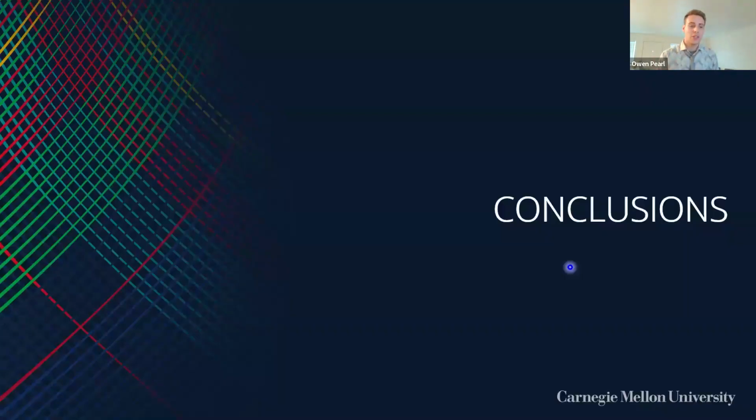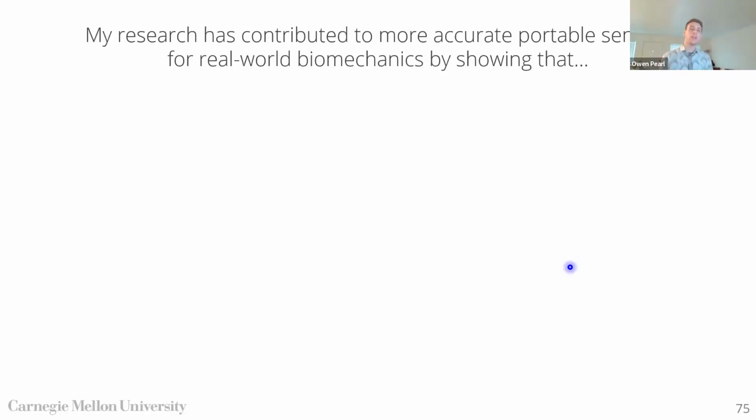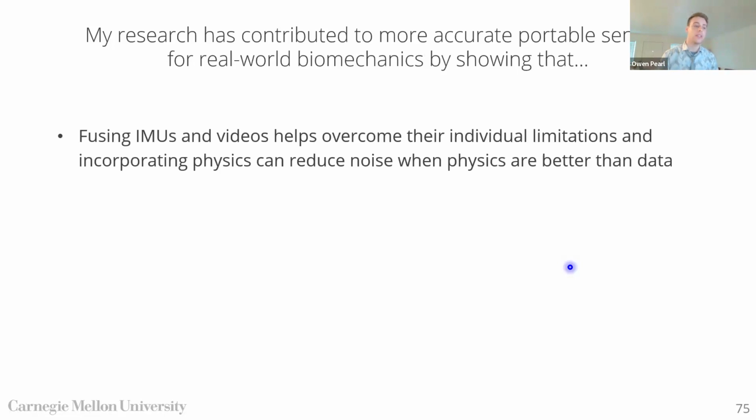So that concludes this third project. To recap, all of my research has contributed to trying to make portable sensing much more accurate and ideally match the accuracy of some of our in-lab approaches by showing that first, it seems that yes, fusing IMUs and videos can be used to overcome their individual limitations, and incorporating physics can be used to denoise some of those results when the physics are better than the data that we have.